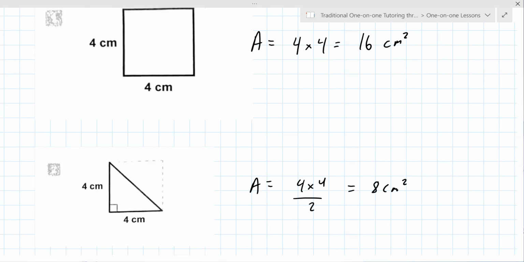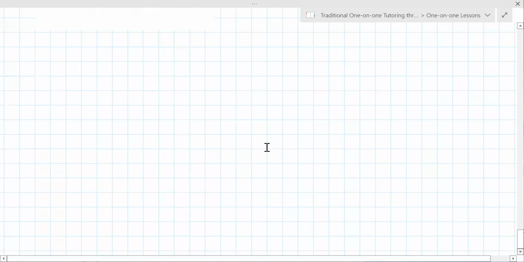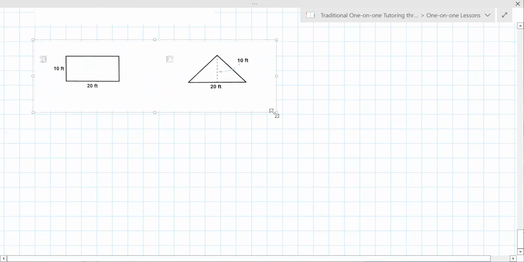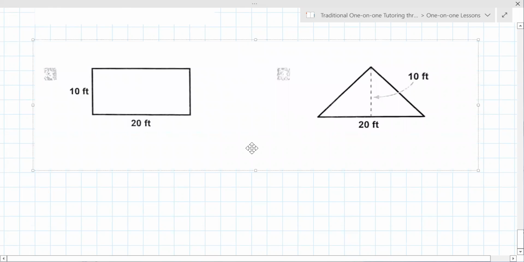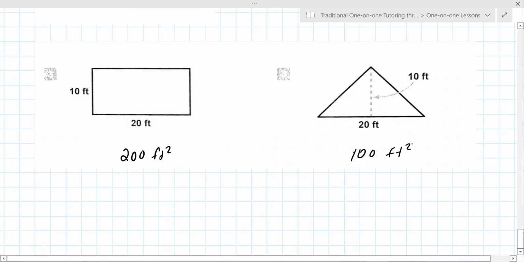So what I'd like you to do is keep working on the rest here and just give me your answer each time, and I'll just confirm. So the next one would be 10 times 20. That's right. 200 square units for number 3. Good. Keep going. 100 feet squared for number 4. Good.